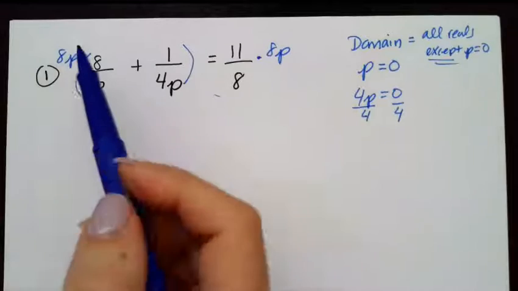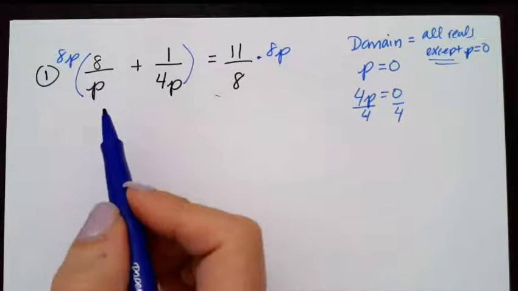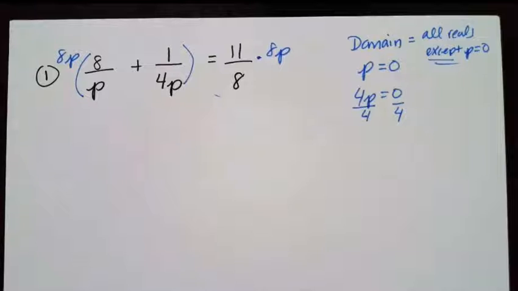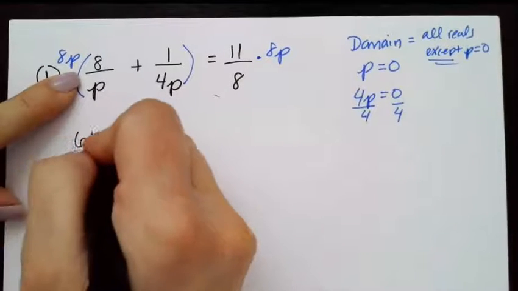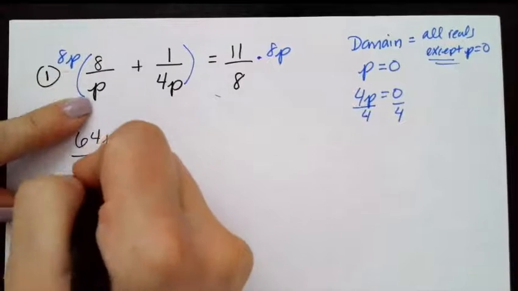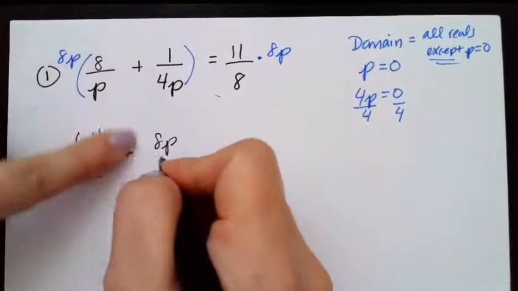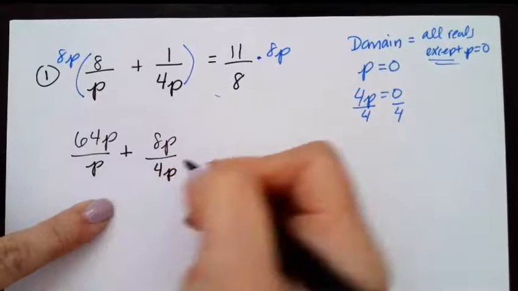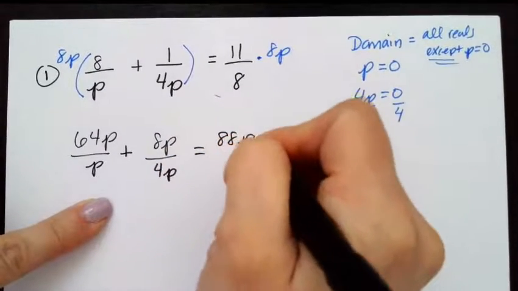All right, when I multiply 8p times every single term, the denominators will cancel. For this example, I'll show the step and then do the cancellation in the second step, but you can begin to do this mentally as well. So I have 8p times 8, which is 64p over p, plus 8p times 1 is 8p over 4p, equals 8p times 11 is 88p over 8.